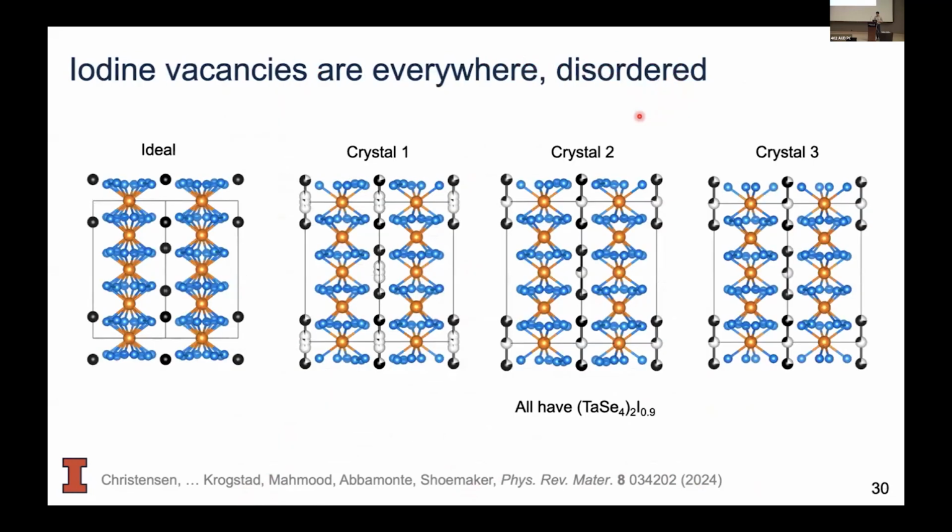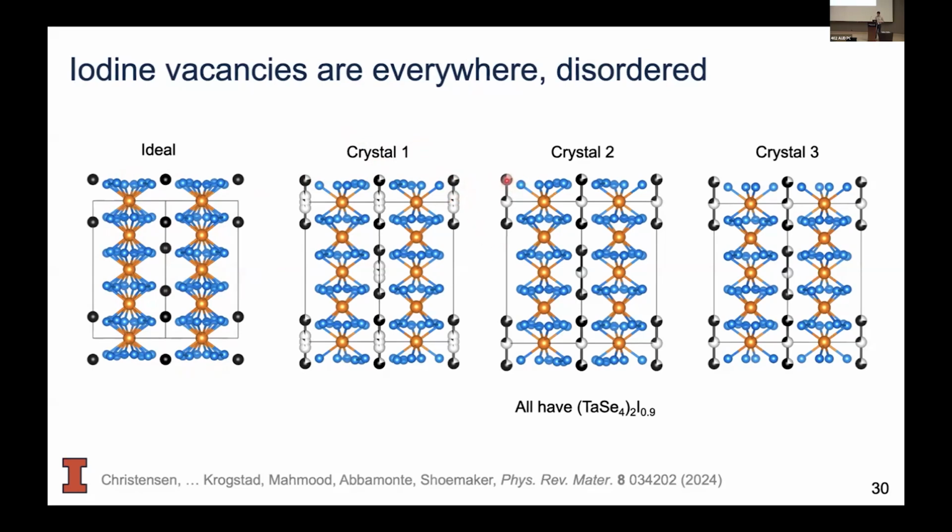When you look at any given crystal structure, here's our ideal cell. The black atoms are the iodine. You can see the tantalum selenium chain right here. Just take one random crystal, like the first one from the list. What you can see is that the iodine is only partially occupied, maybe 80% occupied, and some of the iodine is occupying these interstitial sites in between the other positions.